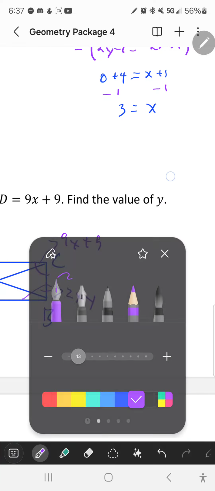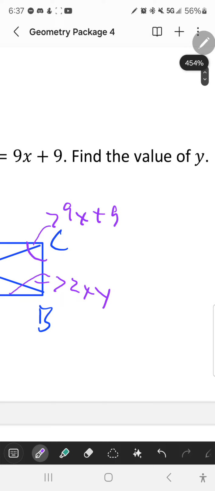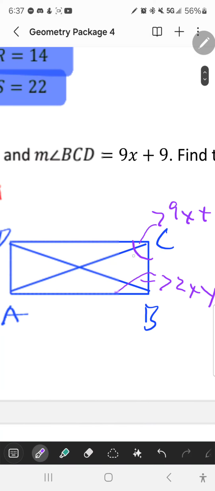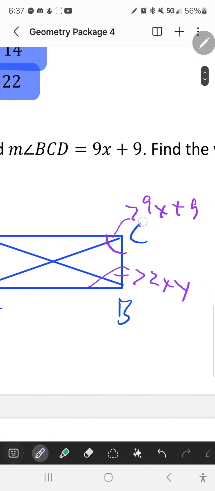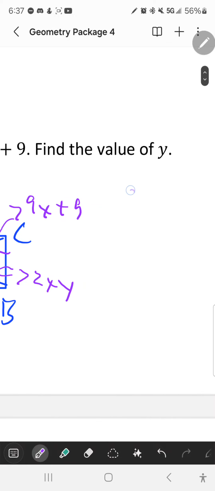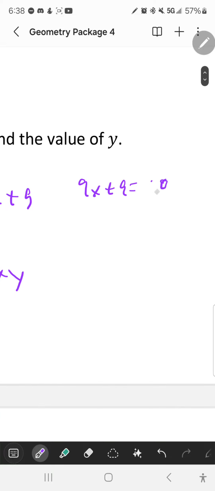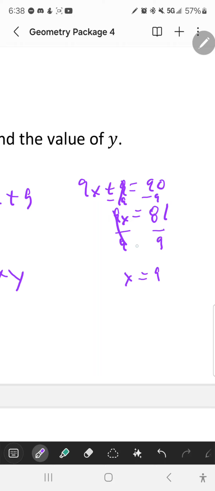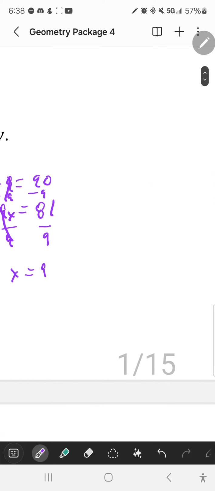Now to find y, we first need to find x because they're multiplying each other. So if we know this is a rectangle, this is going to be a right angle, 90 degrees. So we can say that 9x plus 9 is going to be equal to 90 degrees. Now we subtract 9, we get that 9x equals 81, because we subtract 9 from each side. And then we divide by 9 and we get that x equals 9. And now we have the value for x.